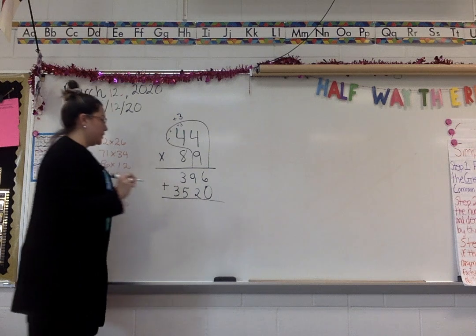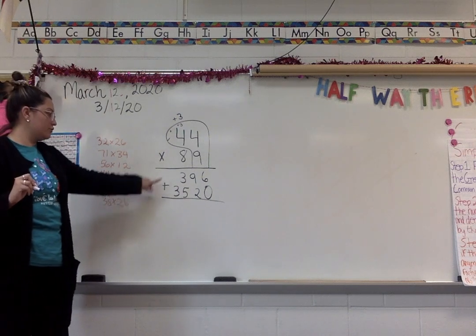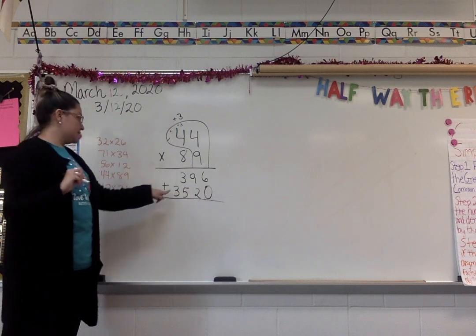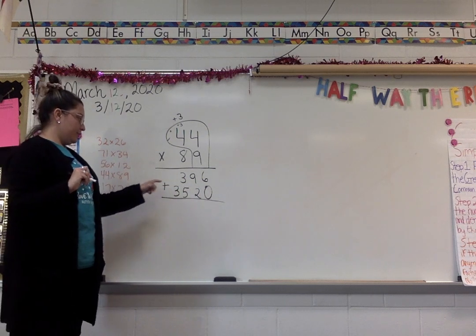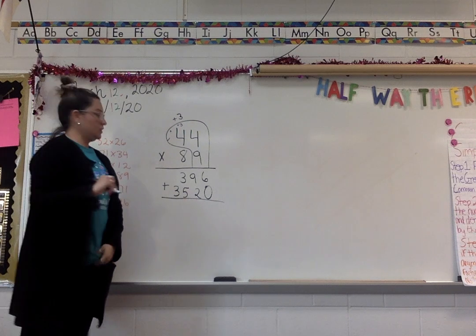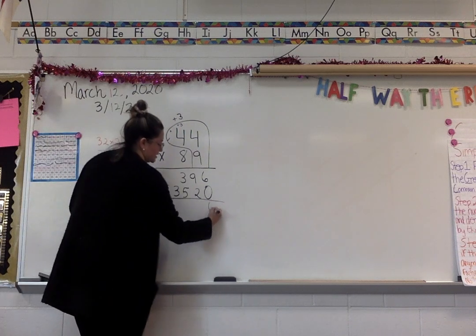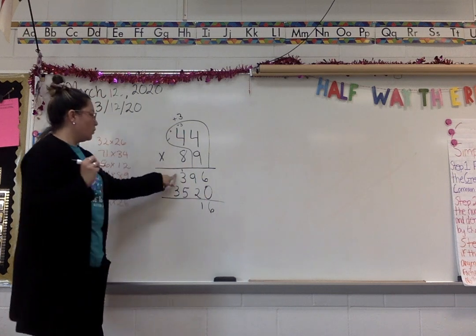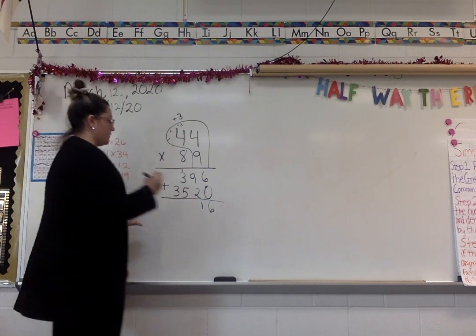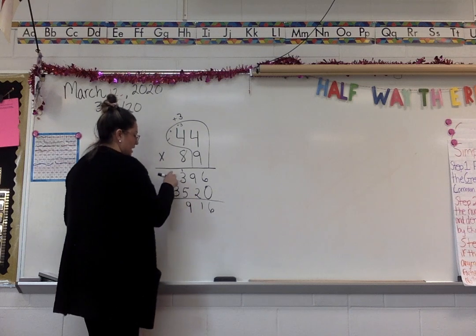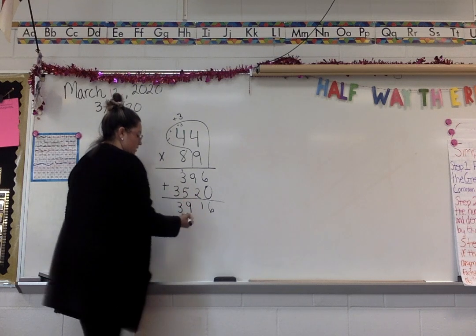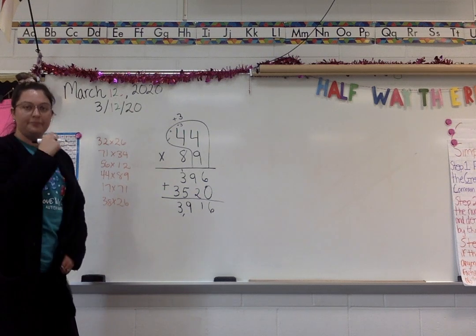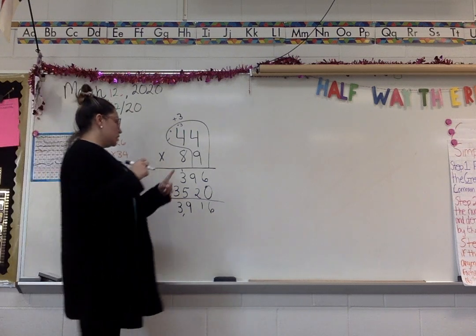All right, and let's add it up. So these should be your numbers for now. So your first number on top should be 396, and your second number down below should be 3,520. Okay, so 6 plus 0 is 6, 9 plus 2 is 11, carry my 1, 1 plus 3 is 4, plus 5 is 9, and nothing plus 3 is 3, so your answer should be 3,916.